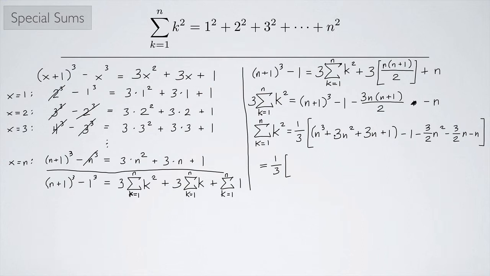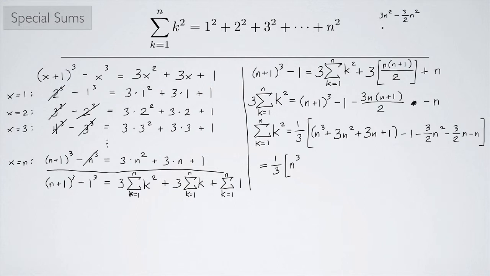And I have, let's see, an n cubed here, and I don't see any other n cubed, so I'm going to have an n cubed. How about the n squared? Well, I have a 3n squared here minus a 3 halves n squared. So let's see, what is that? So I have 3n squared minus 3 halves n squared.